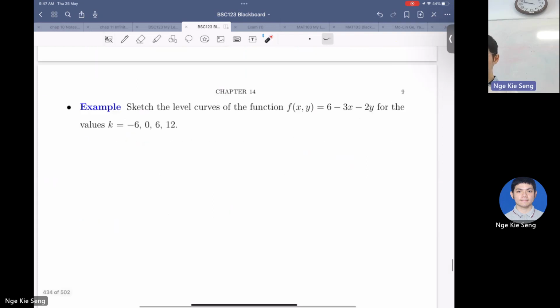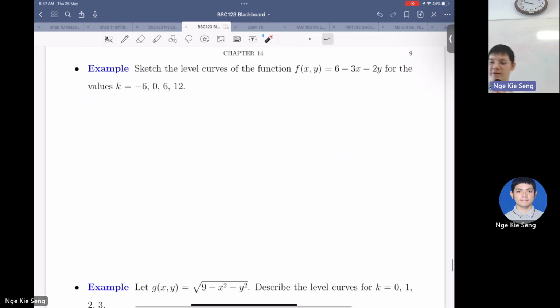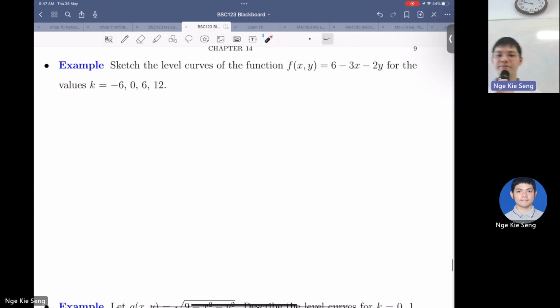So let's try an example here. I let you try. Cut it at this point. What do you get? Let's try to compute this.